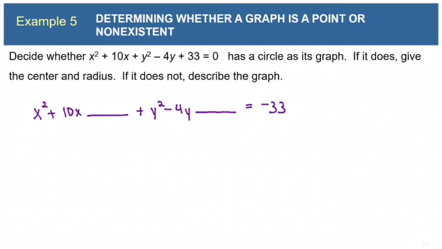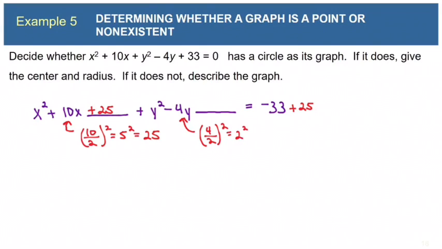So just like last time, I'll move the constant to the right side. I'll rearrange the terms so I have the x's together and the y's together. Now, we need to complete the square. So half of 10 is 5, and 5 squared is 25. Let's add 25 to both sides. And here, half of 4 is 2, and 2 squared is 4, and let's add 4 to both sides.